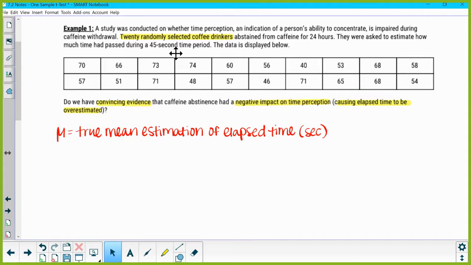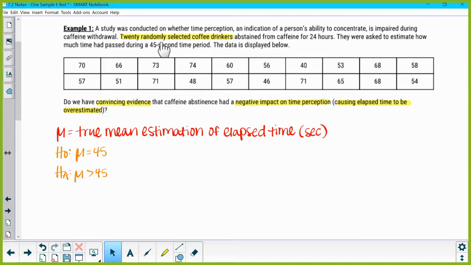So my null, if everything was perfect and we were in a perfect world, everybody would guess that the time that has elapsed is 45 seconds because that's what happened. So my null is going to be that the mean of everyone's guess would be 45. The alternative, what they think might be happening, is the mean is higher than 45. It's an overestimation. So I have my null, I have my alternative, PHA is checking my assumptions and conditions.